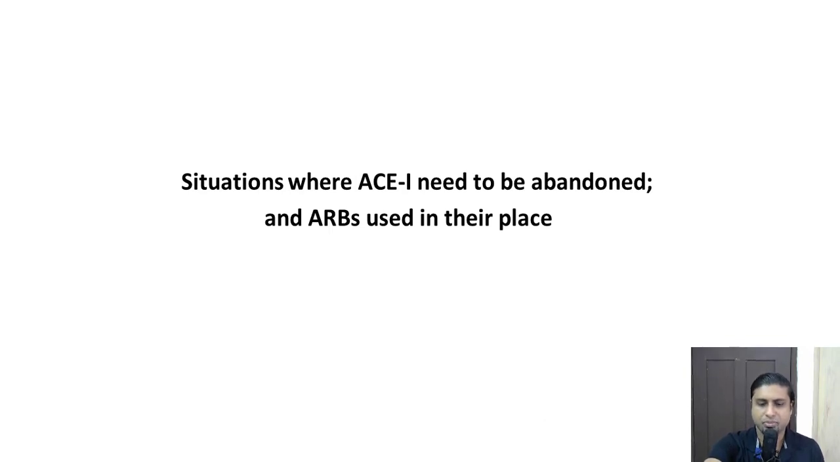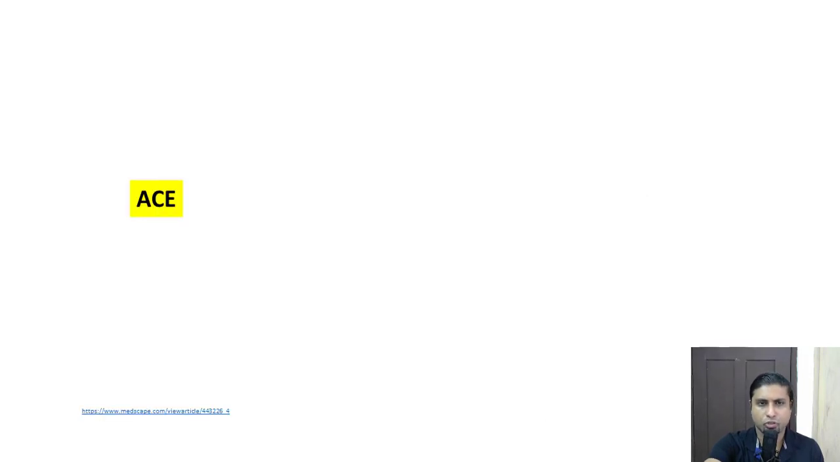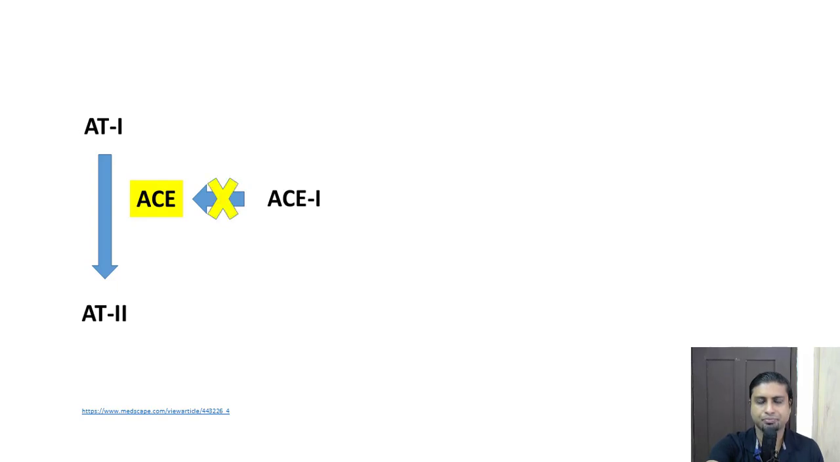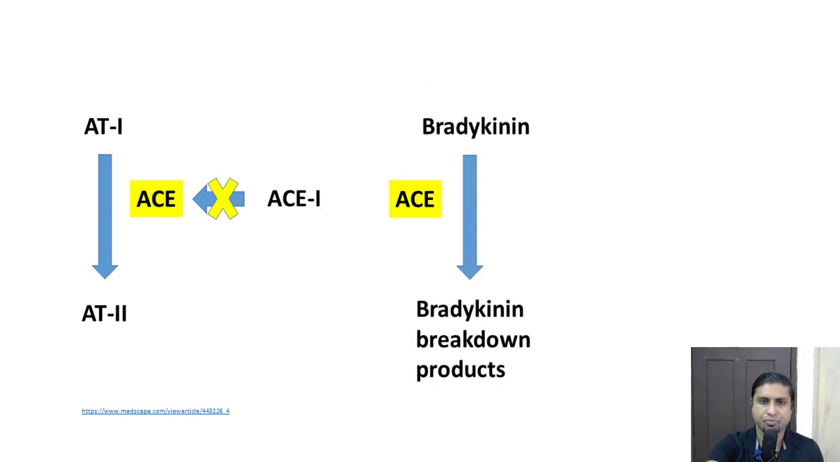Now, the situations where ACE inhibitors need to be abandoned and ARBs are to be used in their place. We saw that angiotensin converting enzyme is responsible for the conversion of angiotensin 1 to angiotensin 2. If we were to administer an ACE inhibitor, this step would be inhibited. The thing is, ACE, angiotensin converting enzyme, is also responsible for the conversion of bradykinin to bradykinin degradation products. And if you were to administer an ACE inhibitor, this step would be blocked as well. And this would lead to an accumulation of bradykinin.